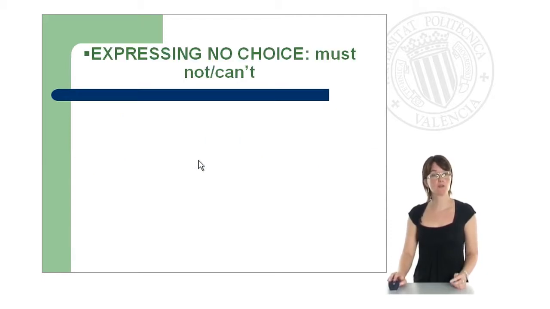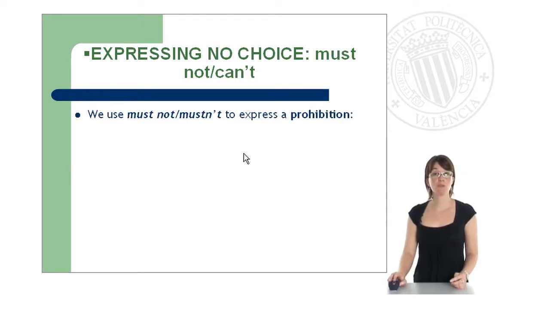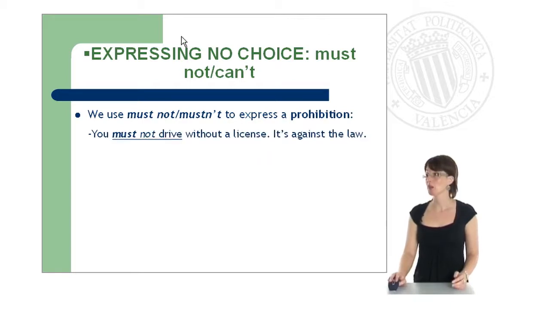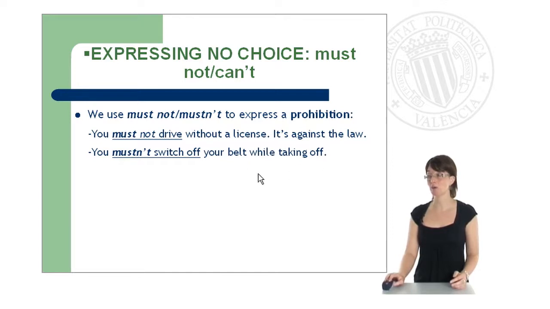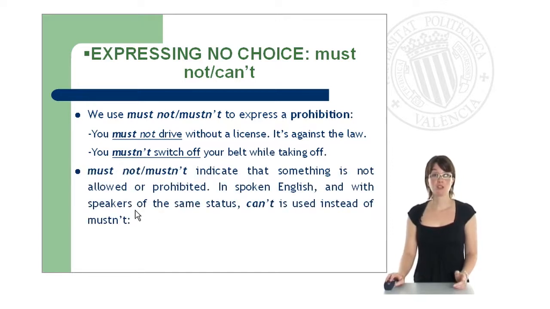Now we are going to have a look at those modal verbs which are used to express no choice. Must not or mustn't and can't. We use must not or mustn't to express a prohibition. For example, you must not drive without a license. It's against the law. Or, you mustn't switch off your belt while taking off. Must not or mustn't indicate that something is not allowed or something is prohibited. However, in spoken English and when speakers are of the same status, can't is used instead of mustn't.